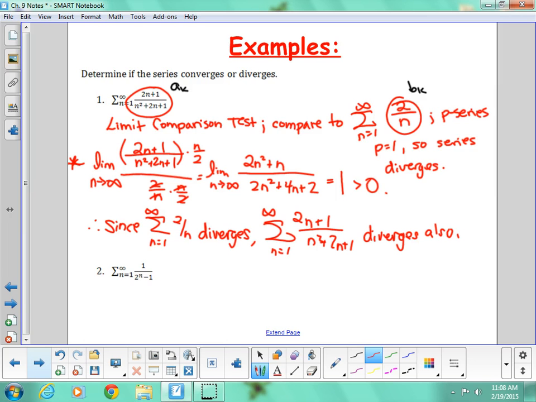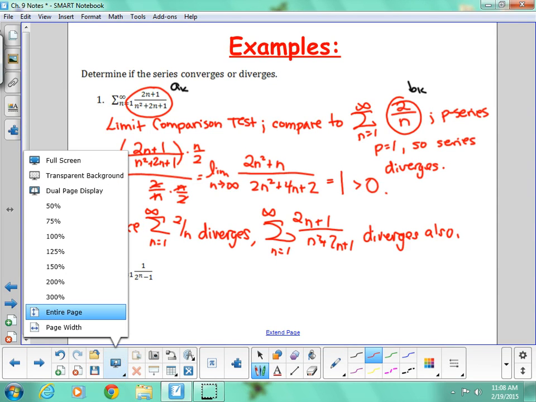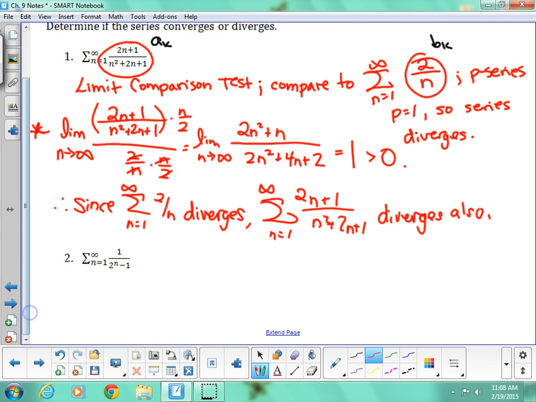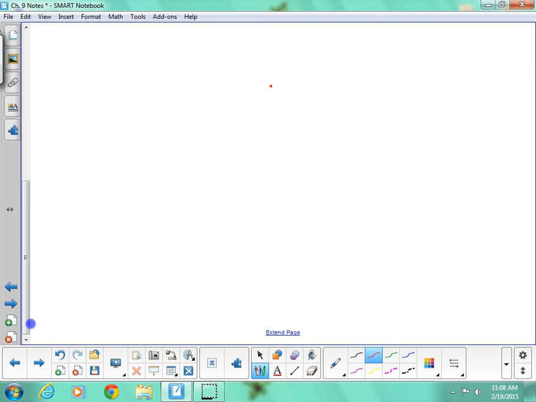Geometric, p-series, nth term, none of those would have worked for this one. But let's try another one. What do you think we're going to compare number 2 with? 1 over 2 to the n. Sounds like a good idea to me.